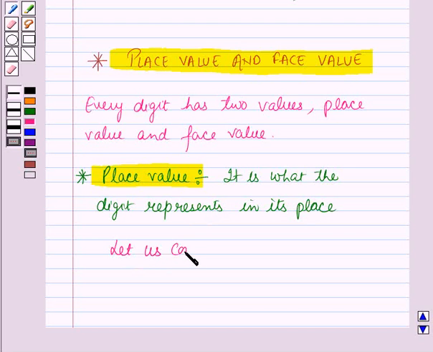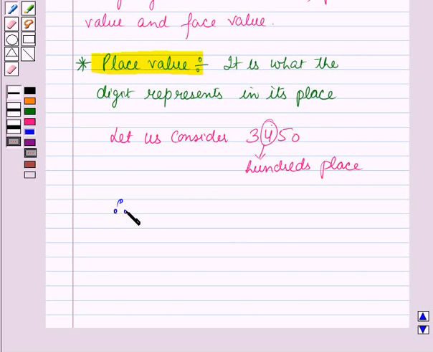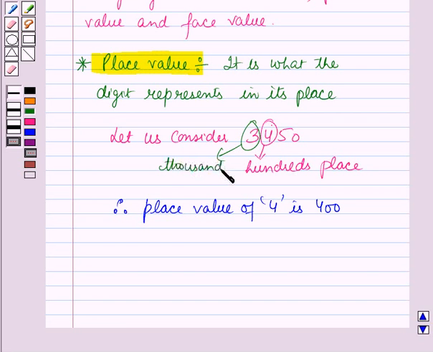Let us consider a number 3,450. Now here, 4 is at hundreds place, therefore place value of 4 is 400. Now here 3 is at thousands place, so therefore place value of 3 is 3000.